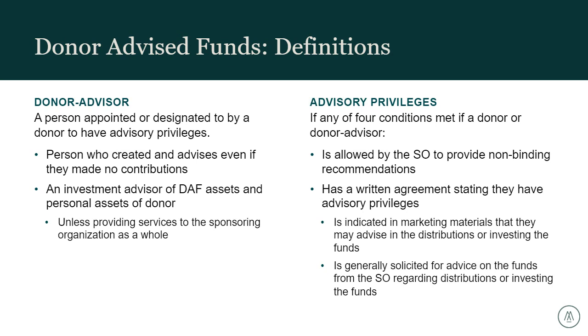And then advisory privileges: if any of these four are met, there are advisory privileges. Essentially, it's allowed by the sponsoring organization, there's a written agreement, it's indicated in marketing materials that there are privileges, or they generally solicit advice on the funds regarding distributions or investing. You don't just have to have a written agreement. Advisory privileges in appearance means that they are. Essentially, if it walks like a duck and talks like a duck, it's a duck. If it looks like there are advisory privileges, they more likely than not are advisory privileges.